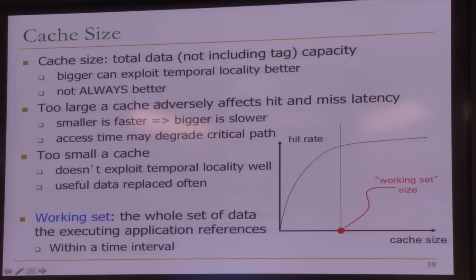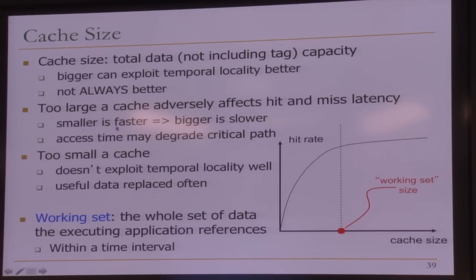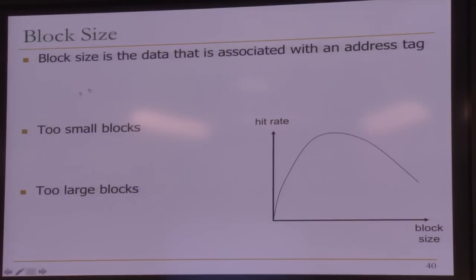So if you have too large of a cache, you increase the hit and miss latency, certainly, right? Because if it's smaller, it's faster, as we've discussed. So access time may degrade the critical path. If the cache is too small, it doesn't exploit temporal locality well. As a result, useful data is replaced often. So this is easy. What about block size?